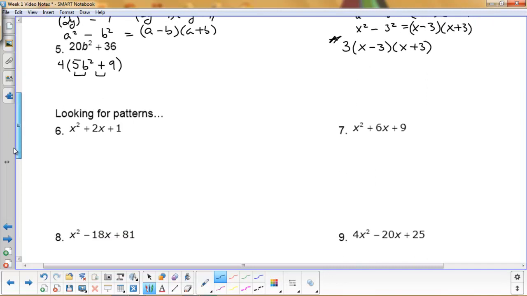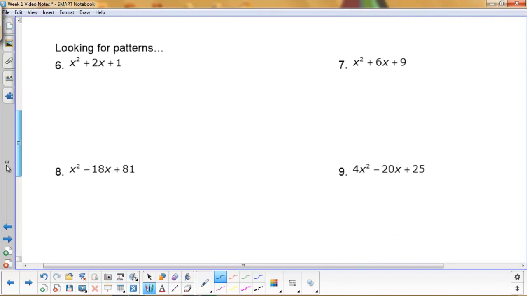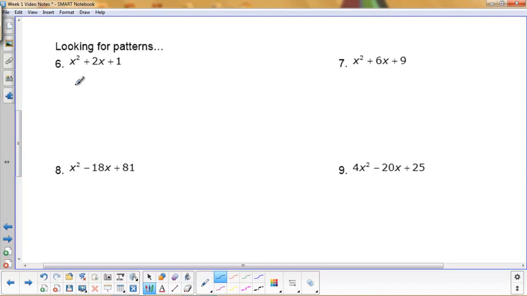All right, now we're going to get into those perfect square trinomials. We're going to look for patterns here. I'm going to start looking for those patterns by factoring. And we're going to start with some mental factoring here, kind of help you guys start to think why or how it is that we can get to that mental factoring more quickly.